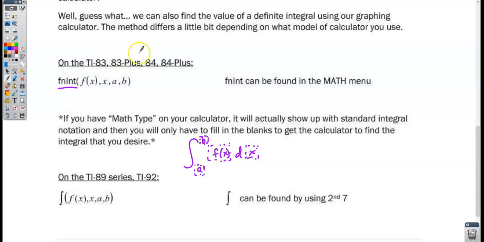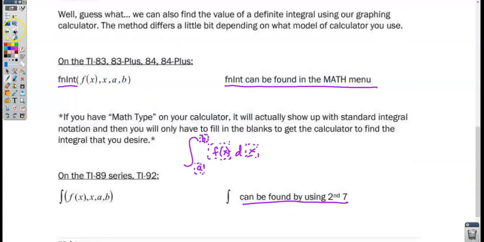I have an old school TI 83 plus, so I don't have the fancy MathPrint. I have to actually type in the sequence. And we can use a similar command on the 89 and 92 series. There's actually an integral symbol instead of the fnInt. We can get to that by using second and 7. I forgot to mention back here we can get to fnInt by using the math menu. I think it's math and then the number 9 maybe, if I'm remembering correctly. We'll go ahead and use it in some examples on the next page.